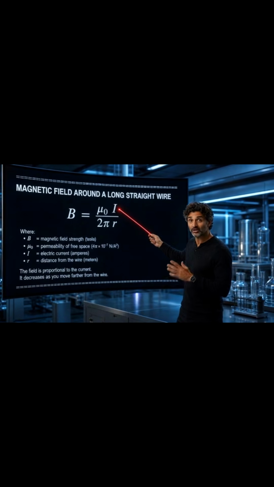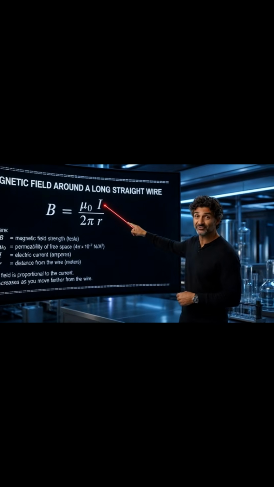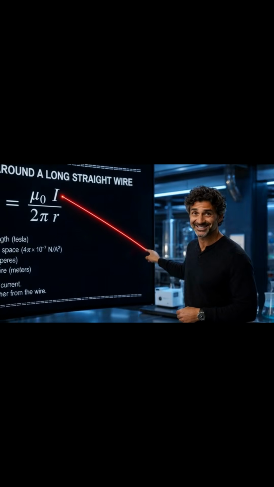The magnetic field around a long wire is given by this equation. B is the field strength, I is the current, and R is the distance. Notice the field decreases as we move away from the wire. So the field is proportional to current, but inversely to distance.